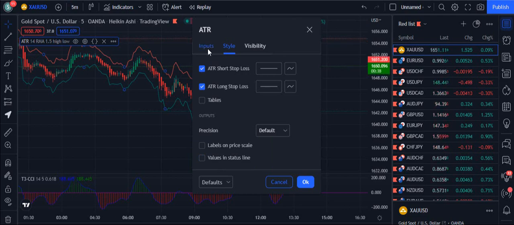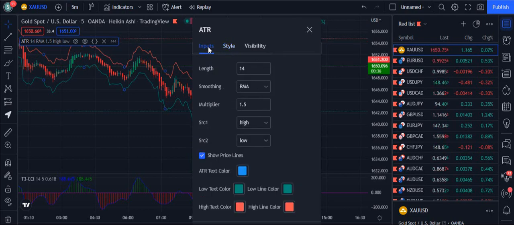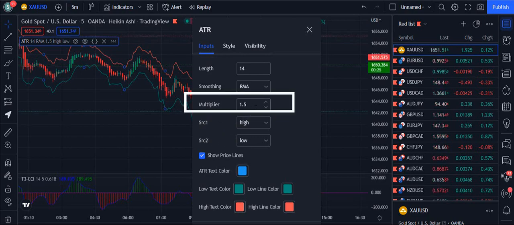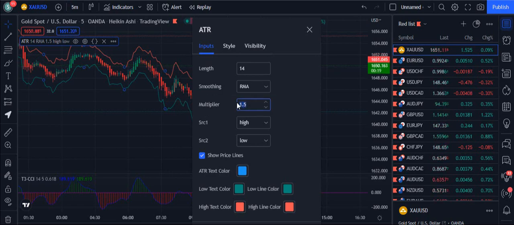Okay, now I'm going to the input section, and inside the input section you can see we have multiple options like length, smoothing, multiplier, SRC and SR2. However, we will make a change only in one section that is called multiplier, and this is 1.5, so we will change it to 0.88.